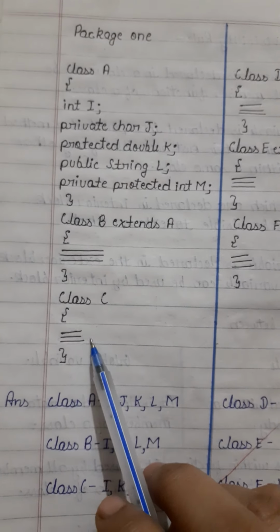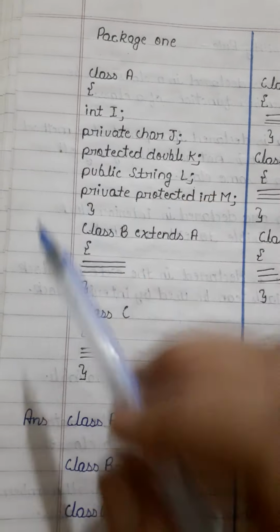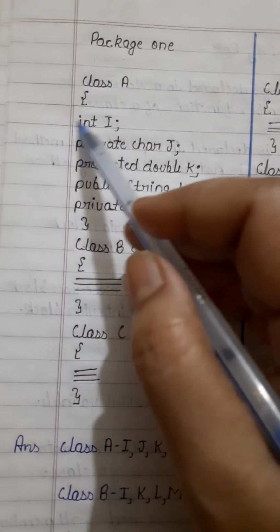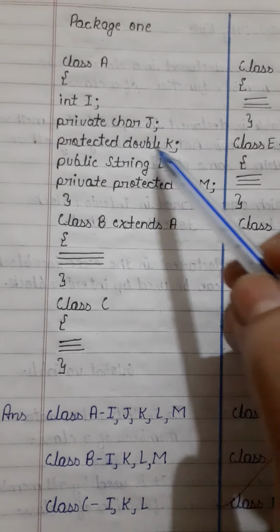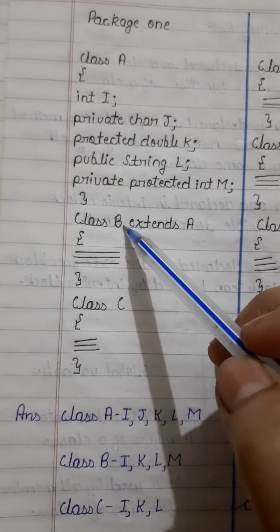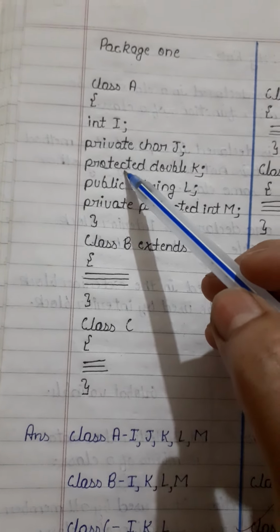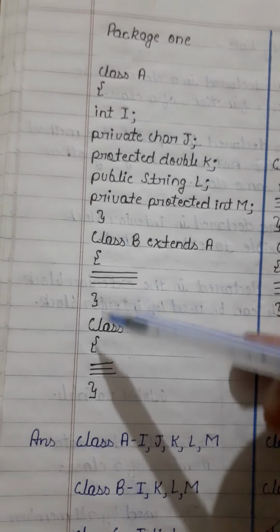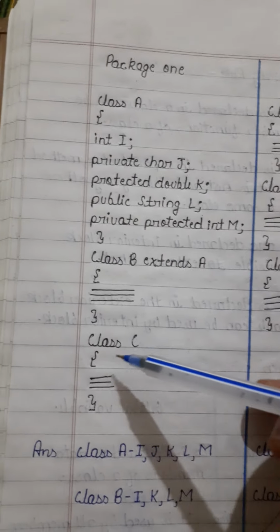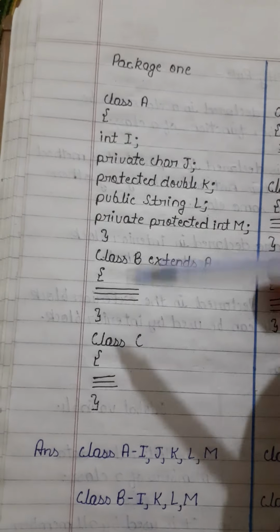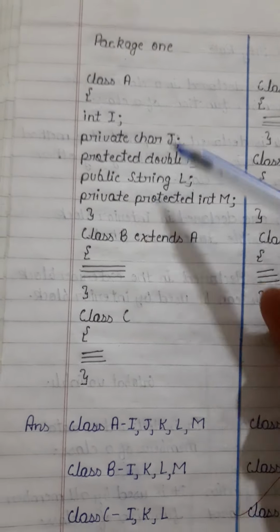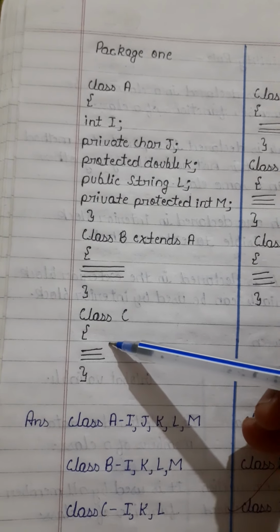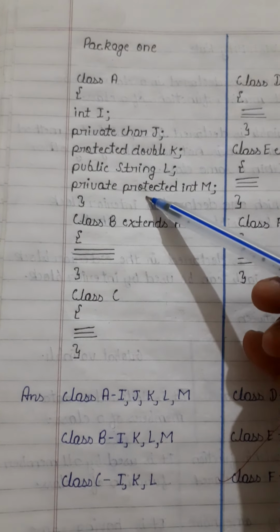In C, what will go? Private will not go. I will go here. Then K will go because it is protected, and protected says that it will go in all the classes of the same package, because C is present in the same package, so K will also go in C. Public is open to all, so L will go. But private protected will not go.